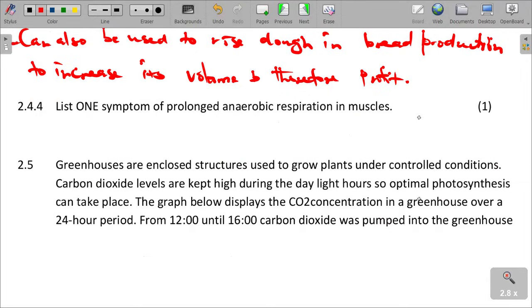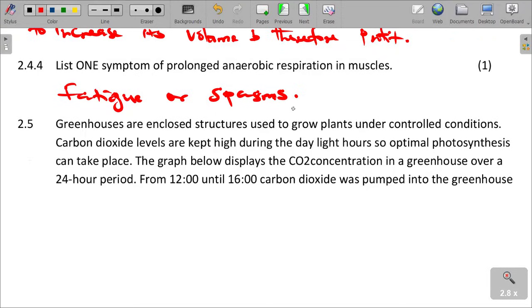And then, list one symptom of prolonged aerobic respiration in muscles. This mostly results in fatigue or spasms. We can talk about fatigue or spasms. Fatigue is a symptom of prolonged respiration.